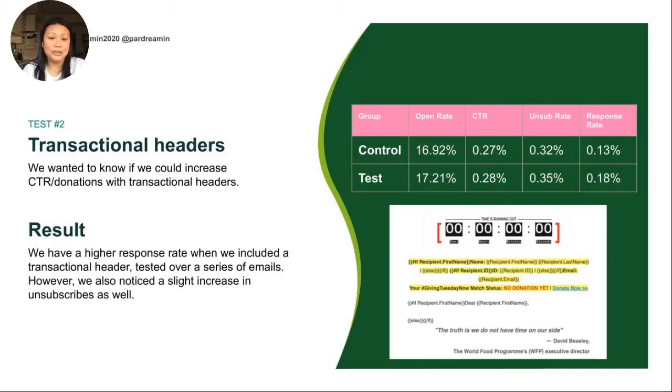The other side of that is that we also noticed a slight increase in unsubscribes. So I think it's important when you think about testing, for us, it's worth it to gain the revenue. An unsubscribe rate that's 0.03% higher than our control is not huge to us. It's okay for us to do that because we gain the revenue. So it's important to think about what the balance is, or what the breaking point is for you.